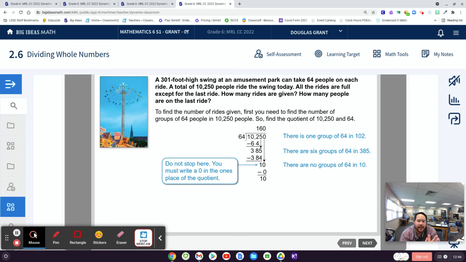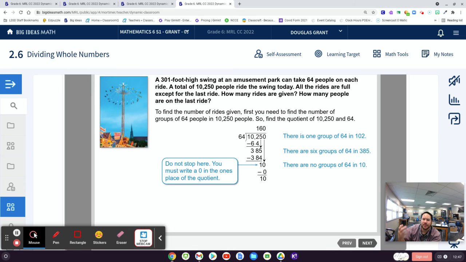So now in elementary school, you might have written your answer as 160 R10. Okay. For what we're going to do, you're going to write it as a fraction. So it's going to be 160 and 10 64ths. So that would be our fraction, which you could then simplify. However, the real question is, how many different rides were there? So you can't have 160 and 10 64ths of a ride.